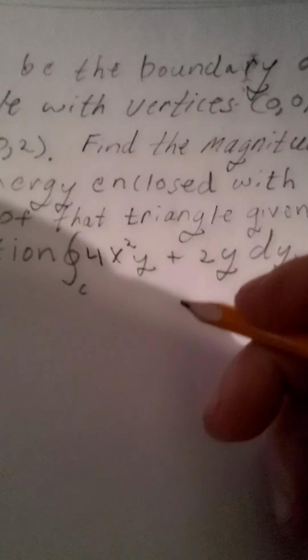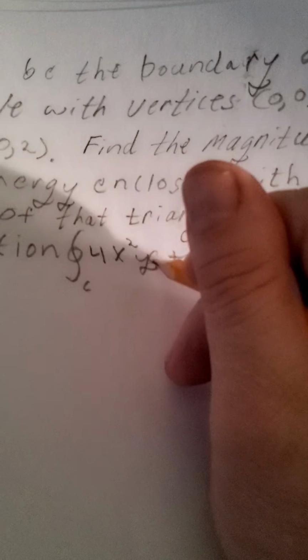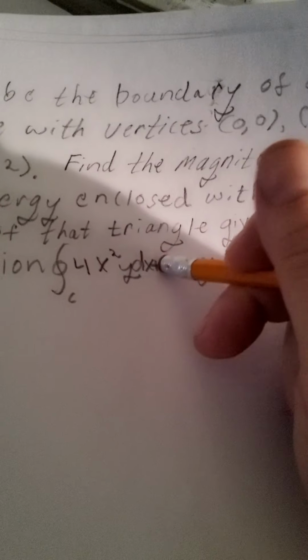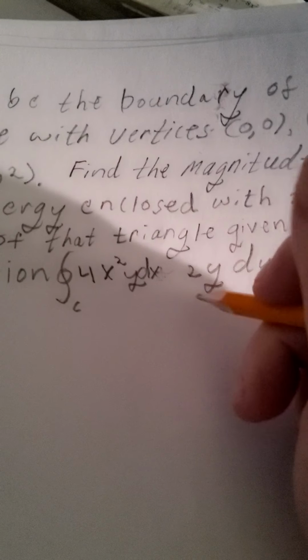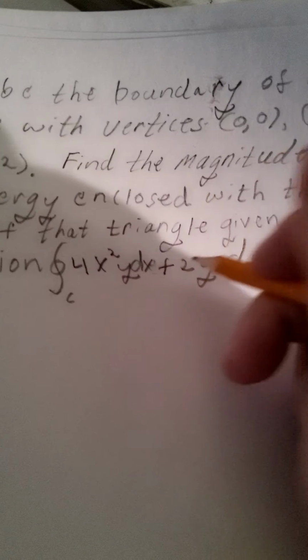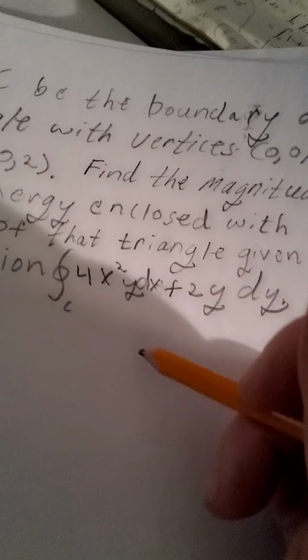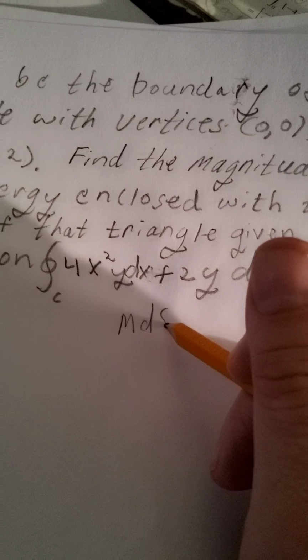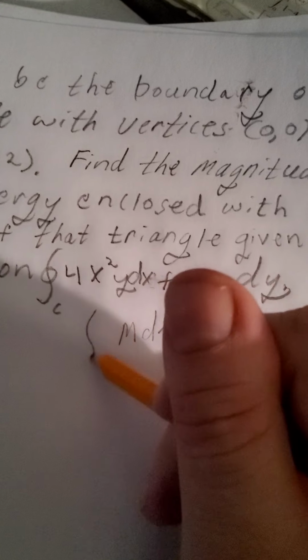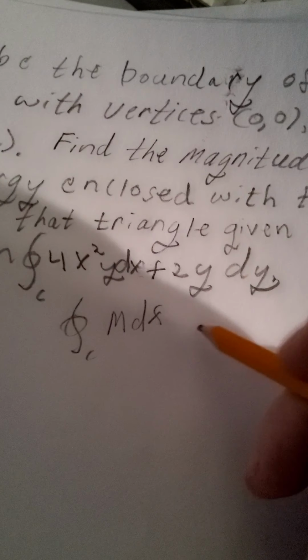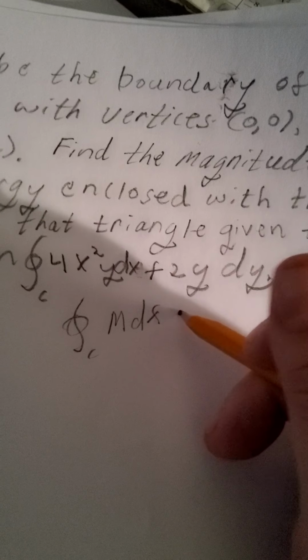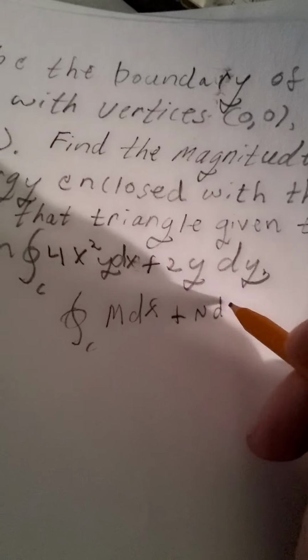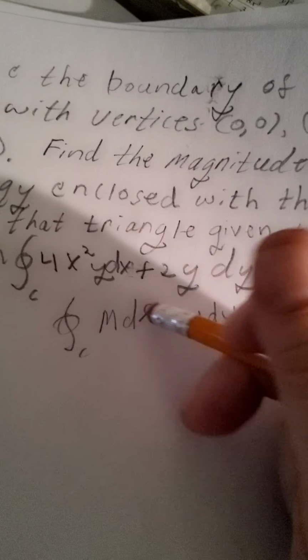Okay? 4x squared y dx plus 2y dy is the equation. So, in other words, that's the form, which I'll explain later, but that's the form: the integral around a closed path of M dx plus N dy, like that.